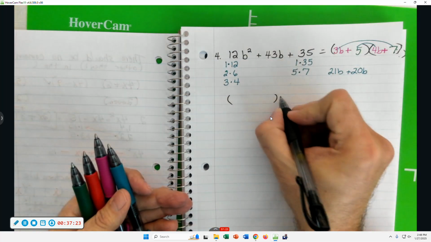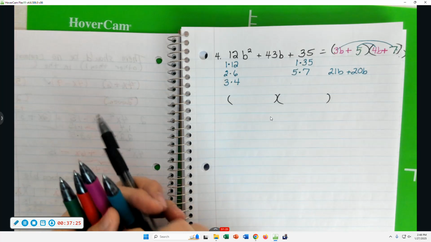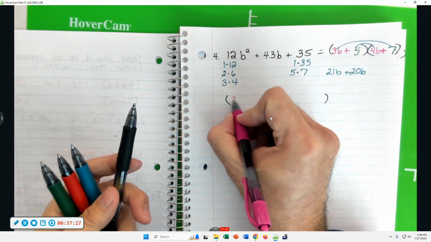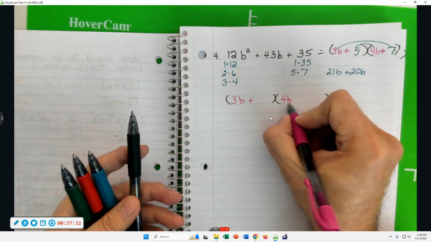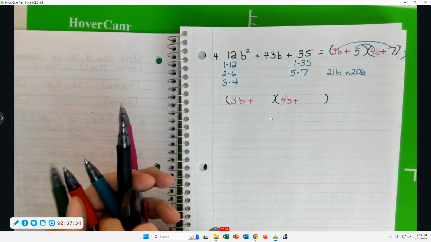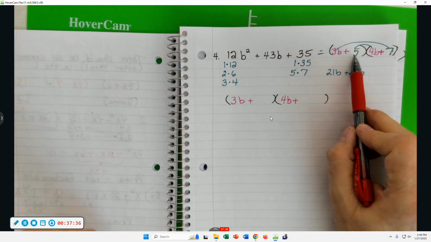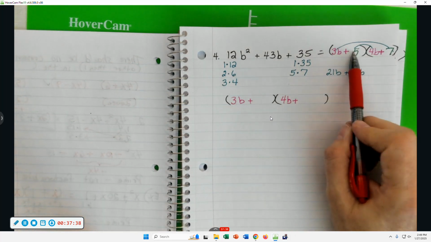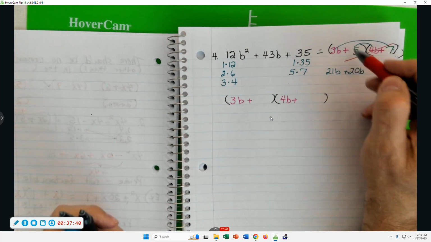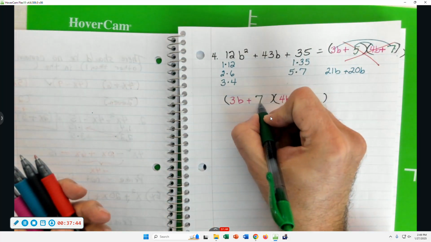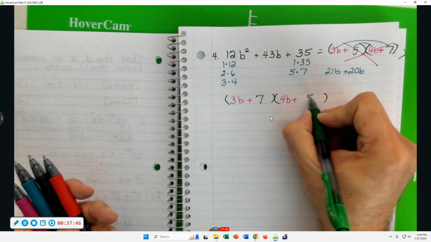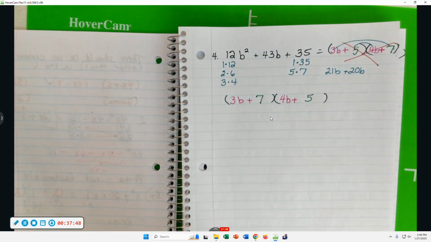So the 5 cannot go with the 3B. Here's the trial and error part. Putting the 5 with the 3 didn't work out, so I'm reversing it. I'm going to put the 7 with the 3 and the 5 here. And let's FOIL it out.